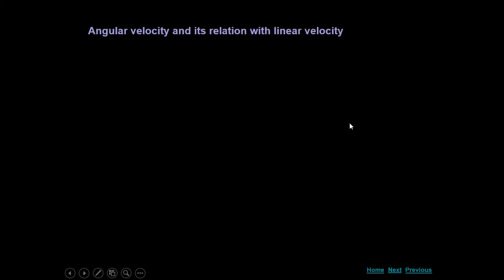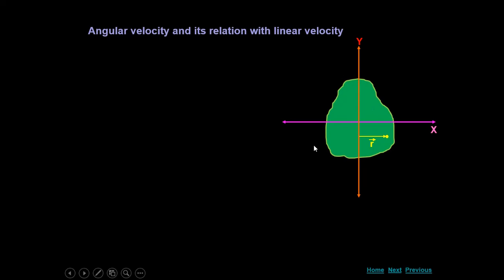Now we go to angular velocity and its relation with linear velocity. So let us take one diagram. In the diagram I am taking one rigid body. This rigid body is rotating along the y-axis. In direction along the y-axis, this rigid body is rotating.